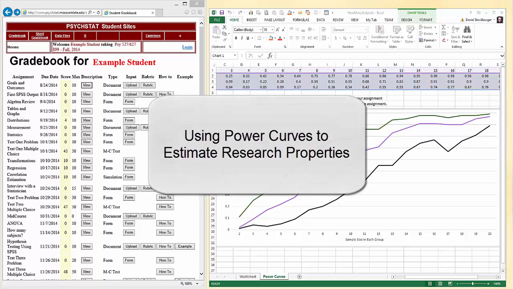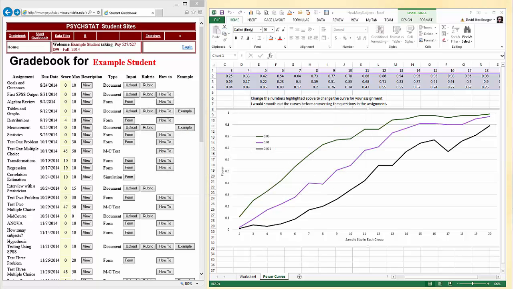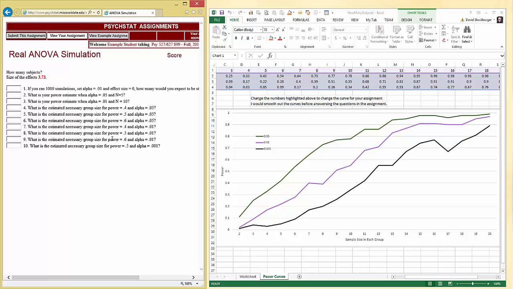For this session, we're going to make use of the power curves we generated in the last session to answer the questions on the How Many Subjects assignment. So first we'll go to the How Many Subjects assignment and start answering our questions. Now for the first one, we don't even need the power curve.